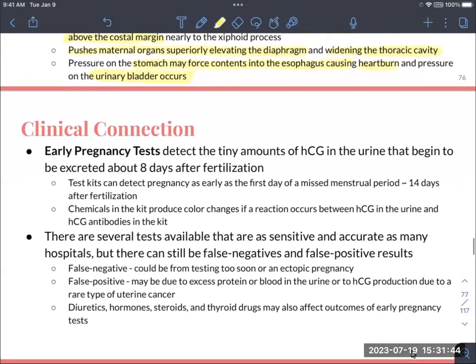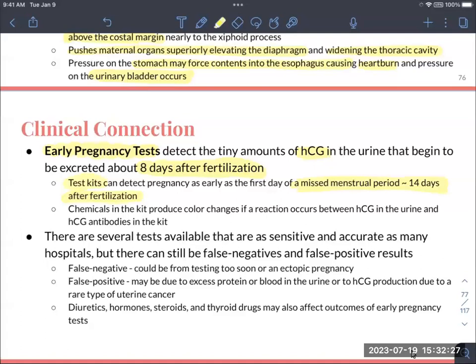So early pregnancy tests, they can actually start to detect about 8 days after fertilization because that HCG is high enough. It's in the urine. Most early home pregnancy tests are urine tests. It's being secreted at about 8 days. So technically 2 weeks. So that first day of a missed menstrual period after fertilization, these home tests can truly detect it. 8 days is when that HCG is starting to be secreted.